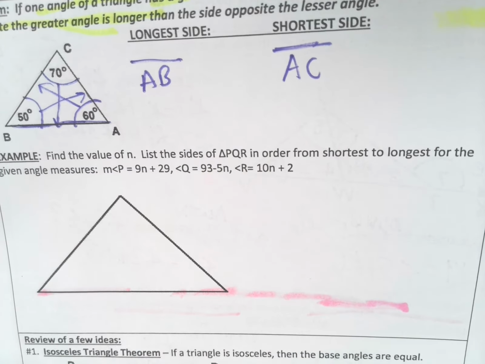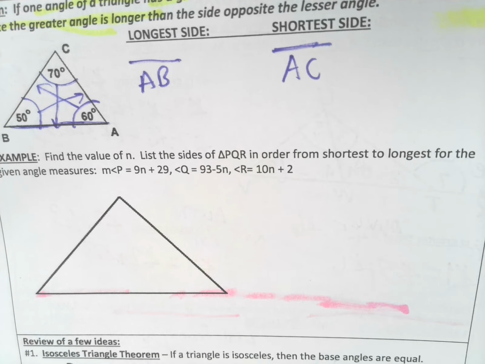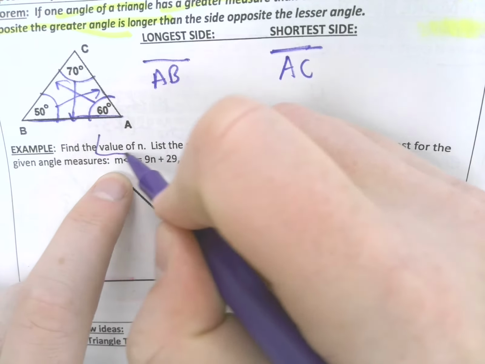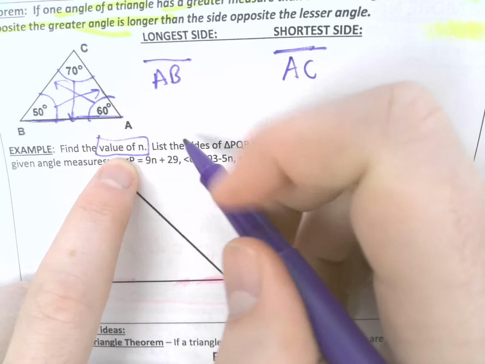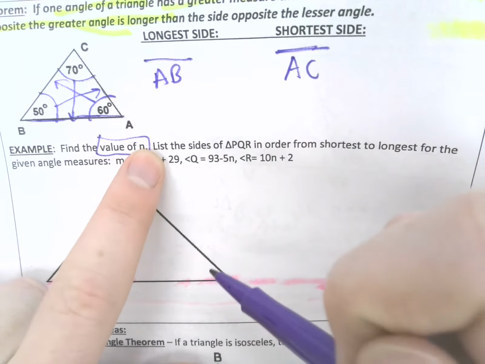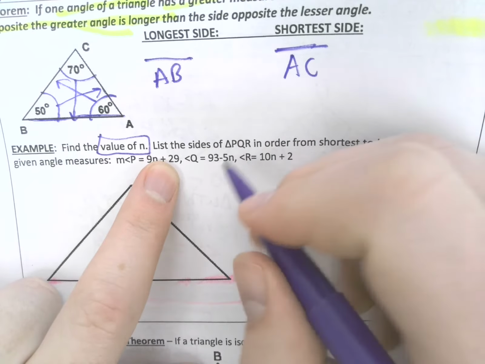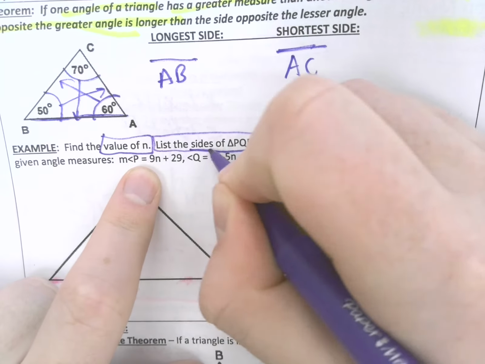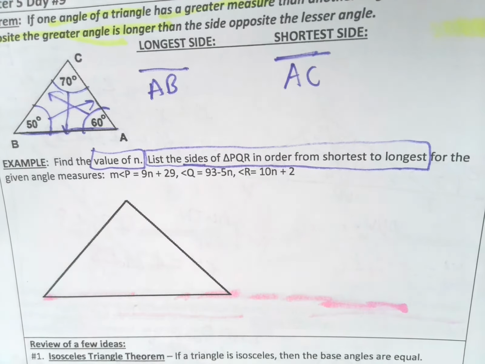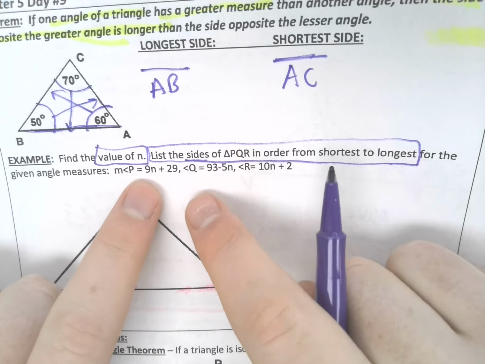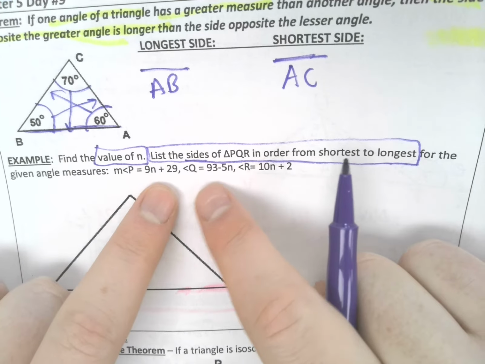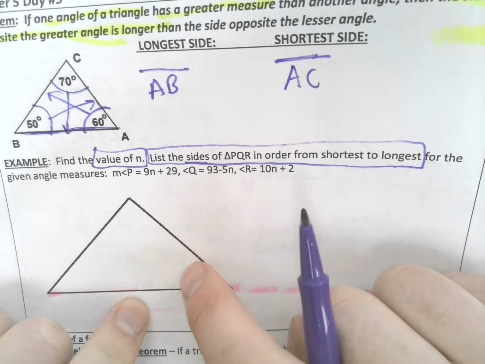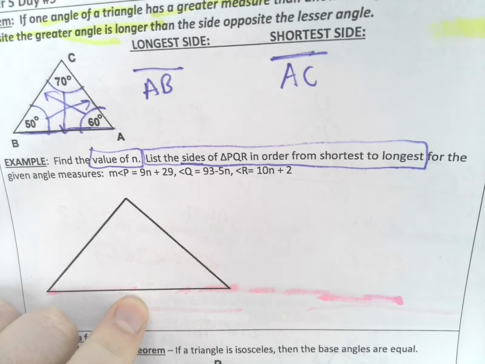Okay. Our last real problem that's going to require some algebra here. We're going to find the value of n. So first thing, what I like to do, guys, I like to box what I'm going to need to be doing. So I need to find the value of n. Then I'm going to list the sides from shortest to longest. Okay, so two things here. Find n, and by finding n, that's going to let me then figure out what the angles of these triangles are. And once I know what the angles of these triangles are, I can match them to their sides.